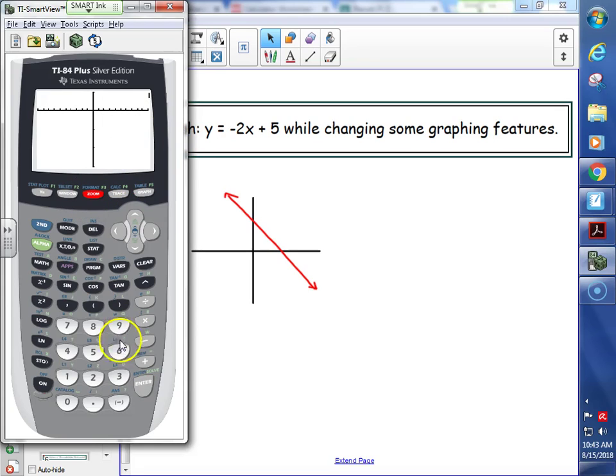Oh, I'm not in Zoom Standard. I apologize. Still not in Zoom Standard. There we go.